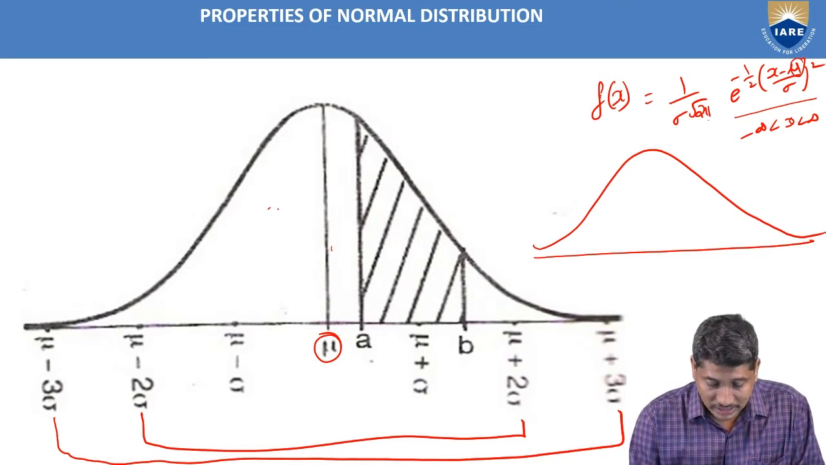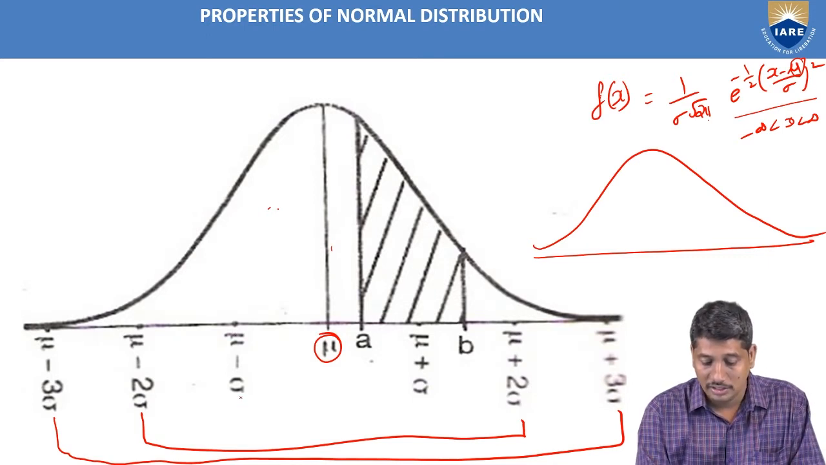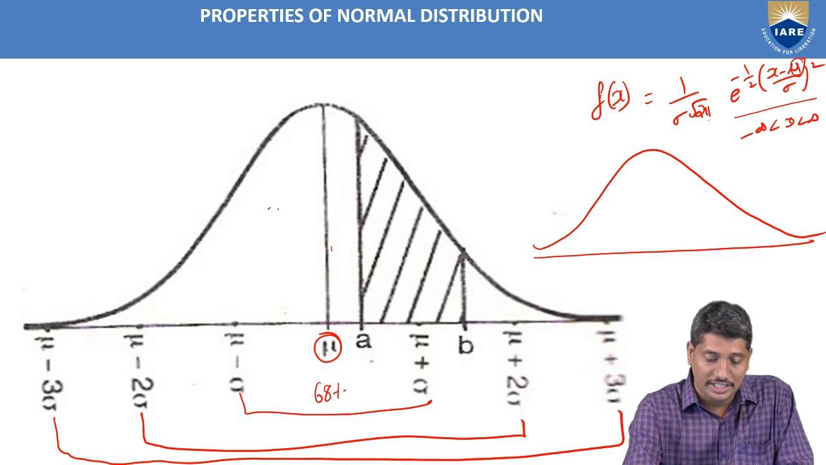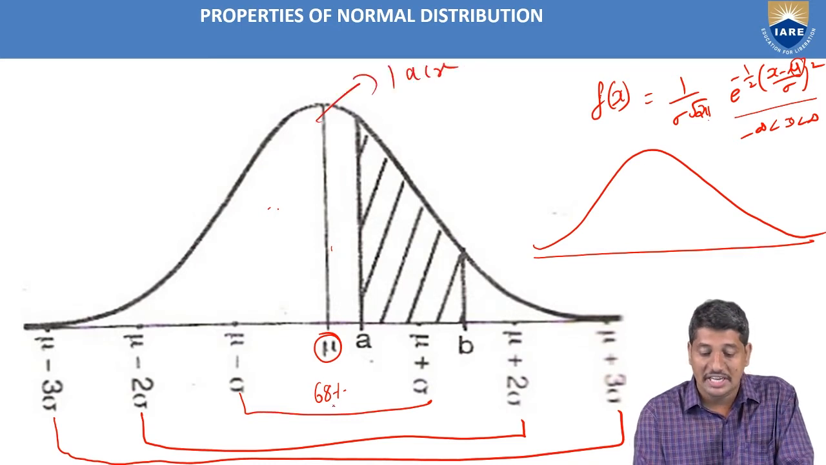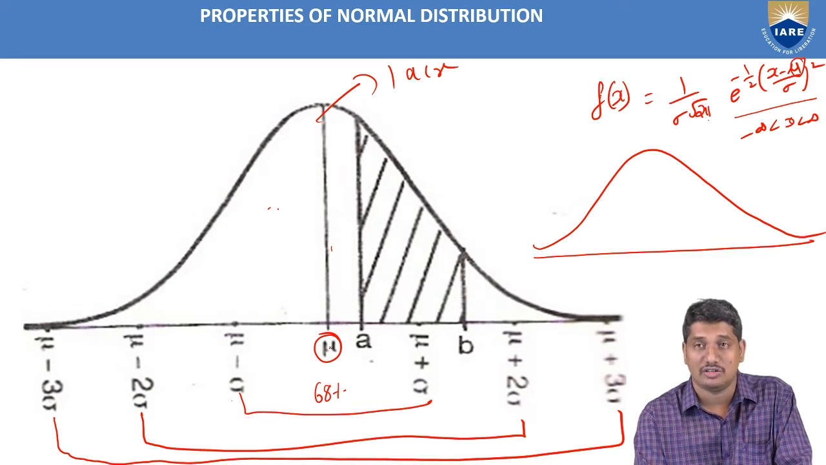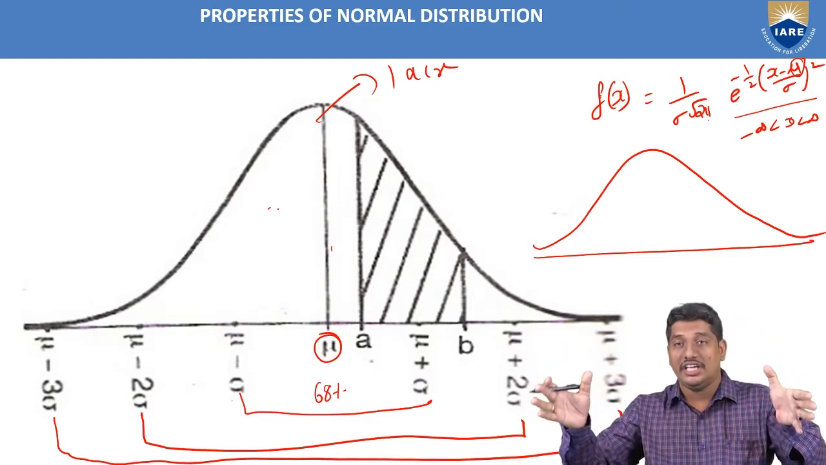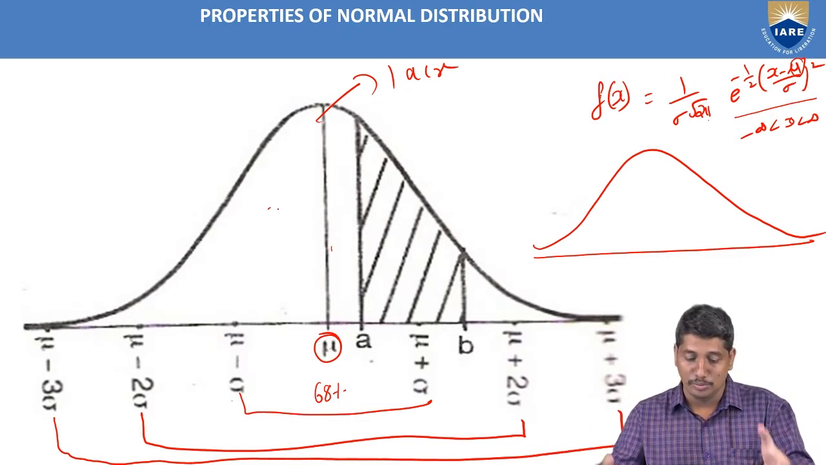The boundaries tell us that the area under the normal curve between the first two boundaries is almost 68%. That means if you suppose the total area under the normal curve is 1 acre, 68 cents will lie between mu minus sigma to mu plus sigma, where mu is the center or mean, and sigma is the standard deviation. So 68% of the area under the normal curve will range between mu minus sigma to mu plus sigma.